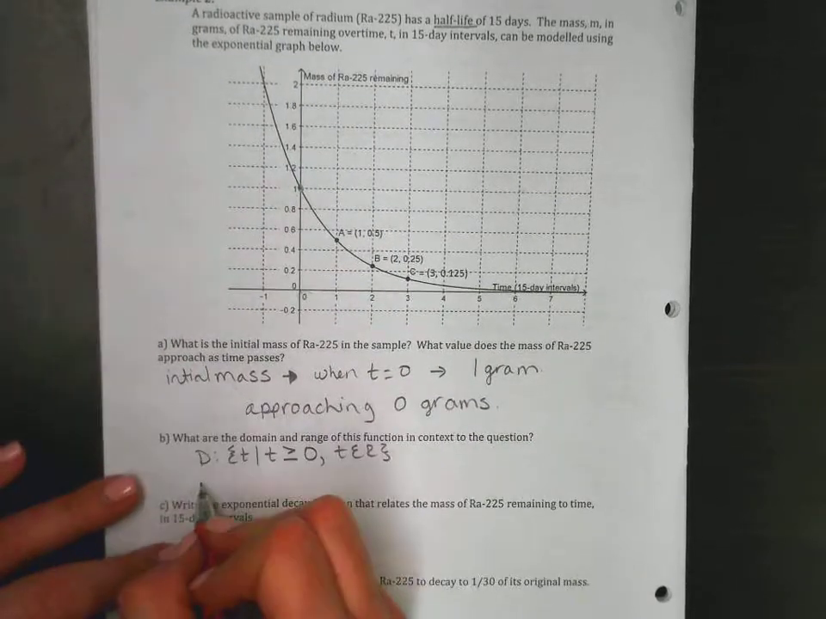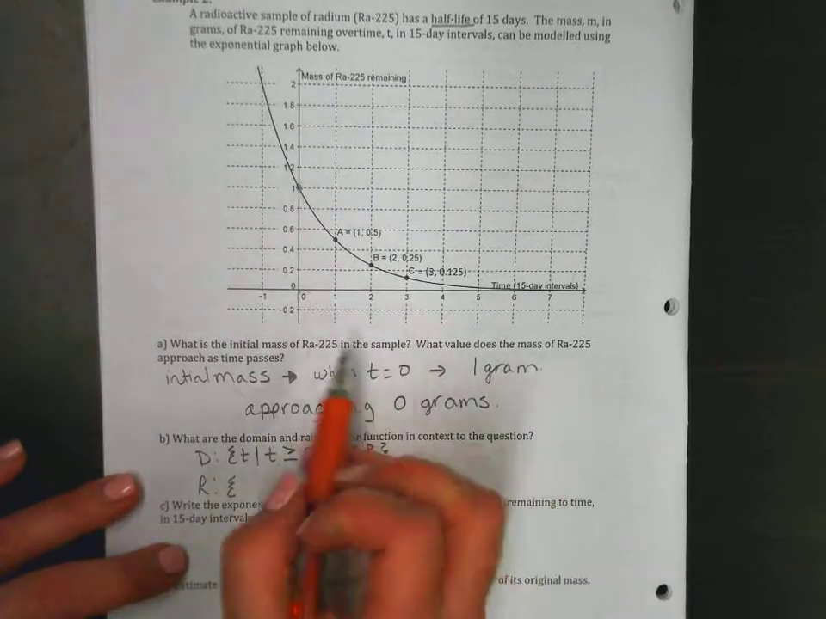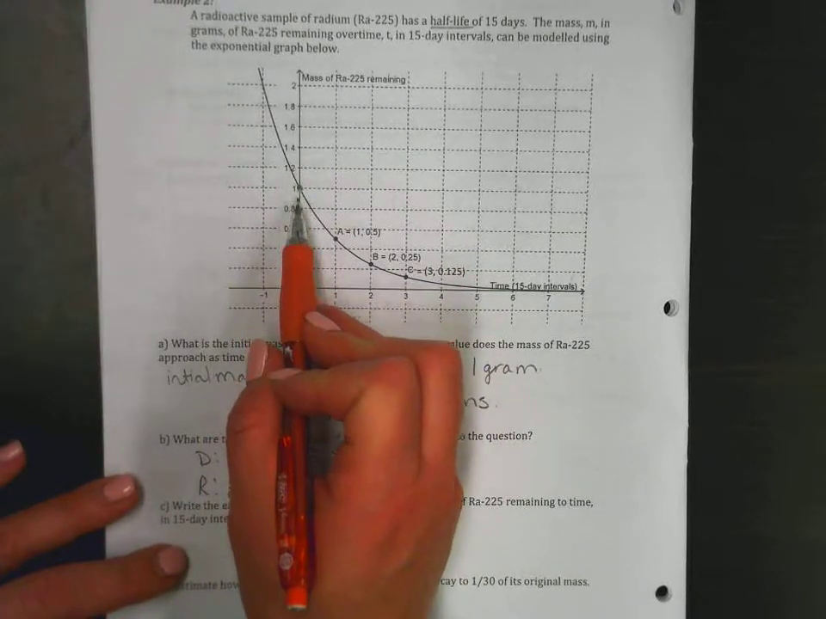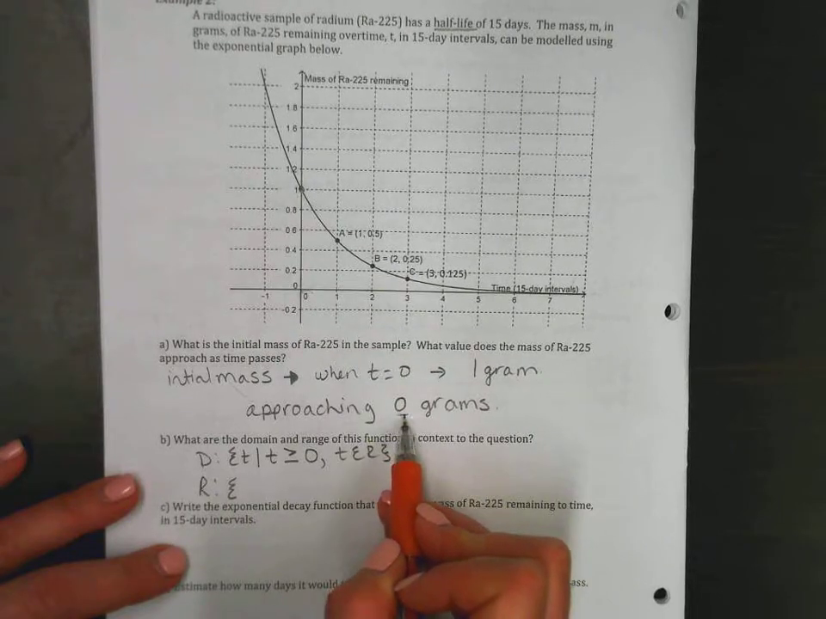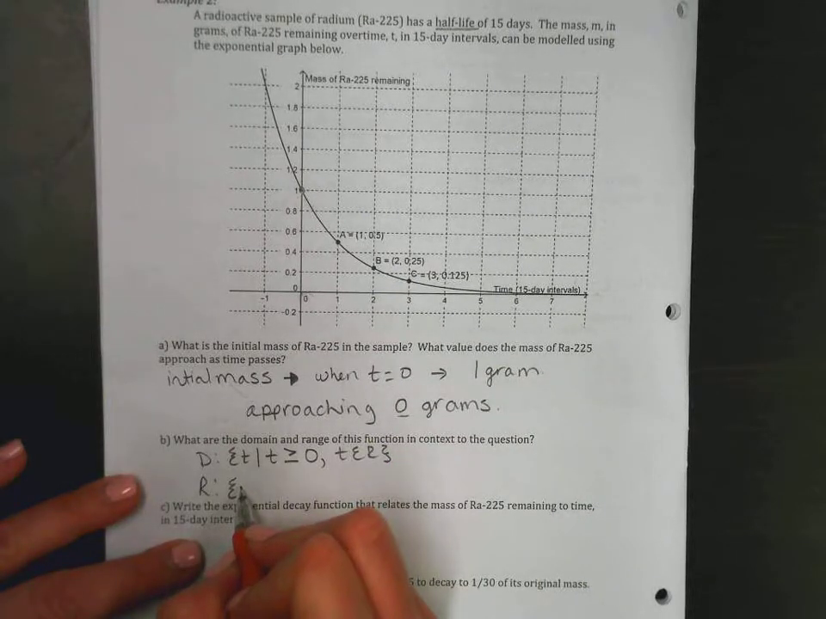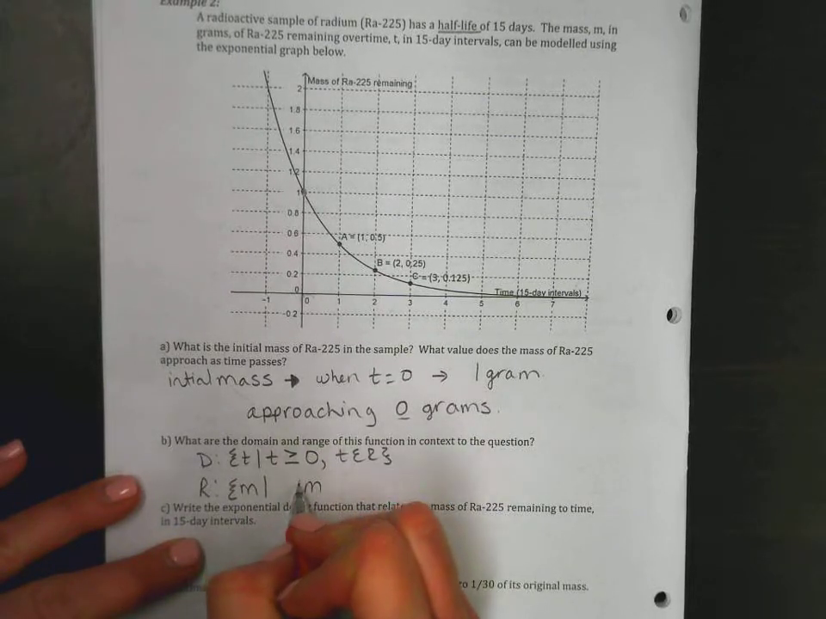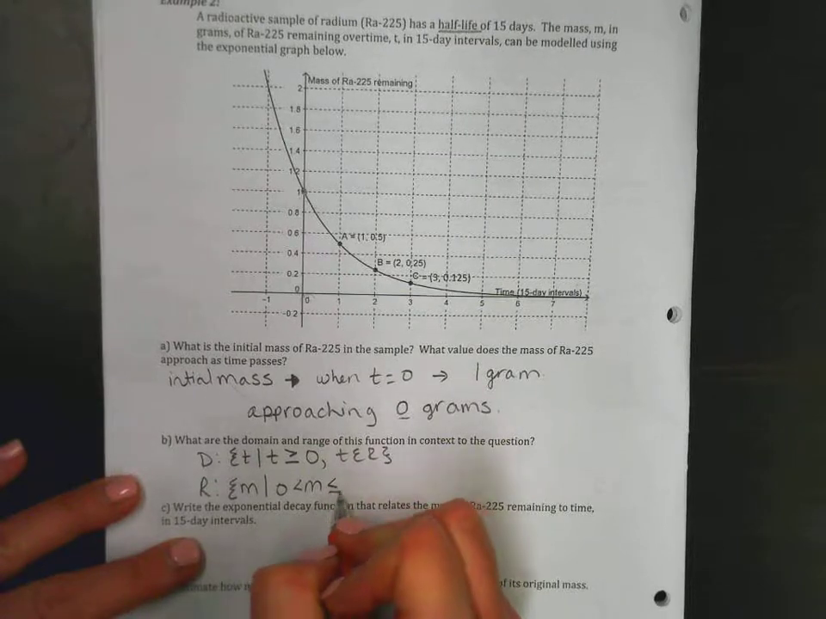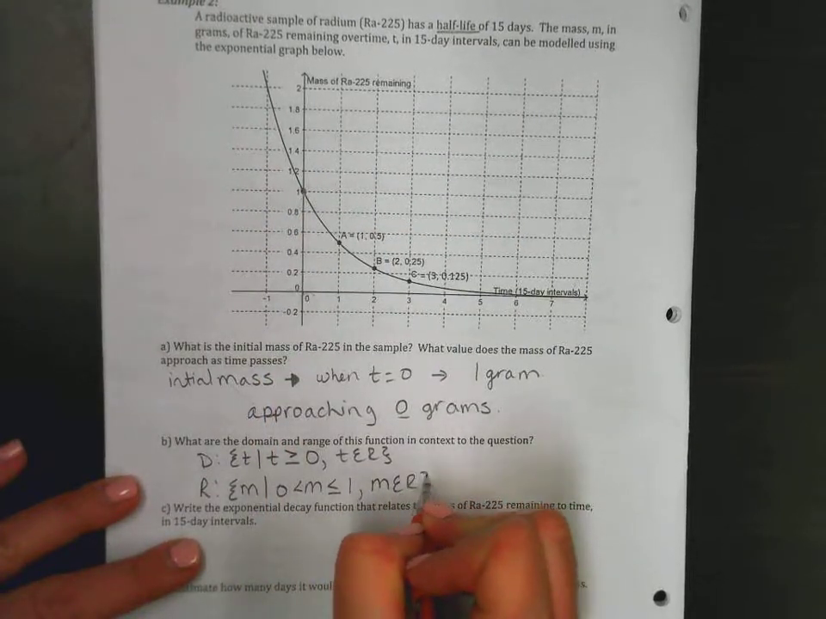Okay, and then the range of the question: the mass starts at 1, it approaches 0, it will never actually reach 0. So our mass, we're going to say m has to be greater than, not equal to, just greater than 0, but less than or equal to 1, where m belongs to our real number system.